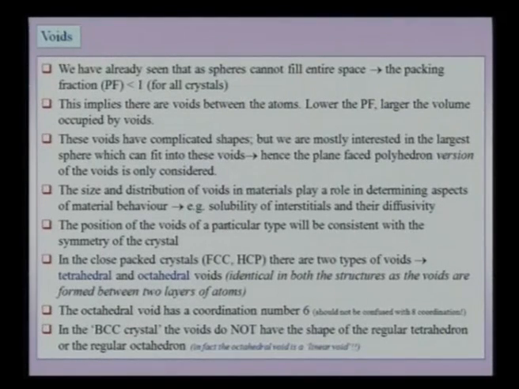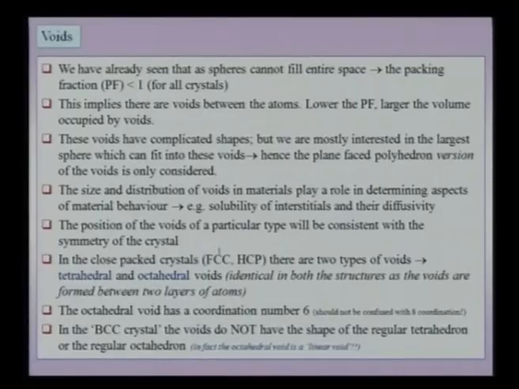Now, the position of voids of a particular type will be consistent with the symmetry of the crystal. So, I will mention this by actually giving examples later when we consider, for instance, the FCC and HCP crystals and also the BCC crystal. In close packed crystals, the FCC and HCP for instance, or what we call the CCP and HCP, there are two types of voids, the tetrahedral void and the octahedral void, and we will take up these two kinds of voids in detail in these two structures. And the important point to note is that they are identical in both these two structures.